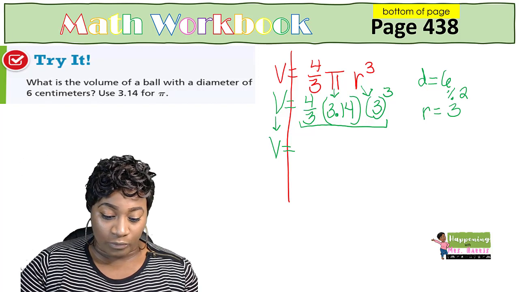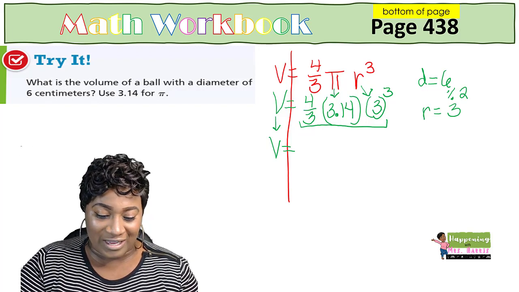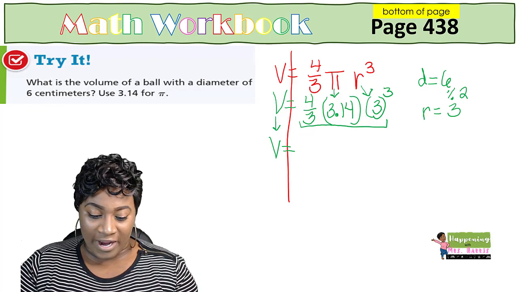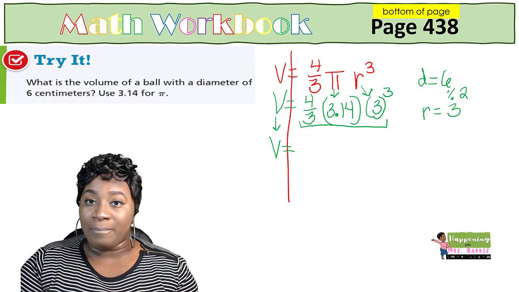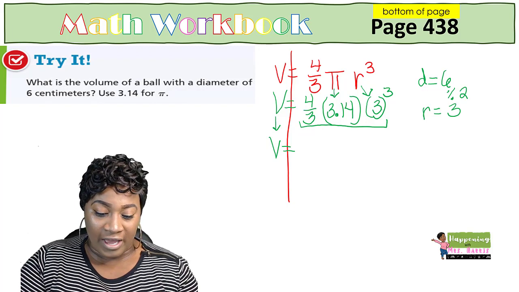Then we'll multiply 3.14, or literally just put it in parentheses just as you see it. And then we'll raise it to the 3rd power. You'll want to make your problem look exactly as you see it on the calculator.